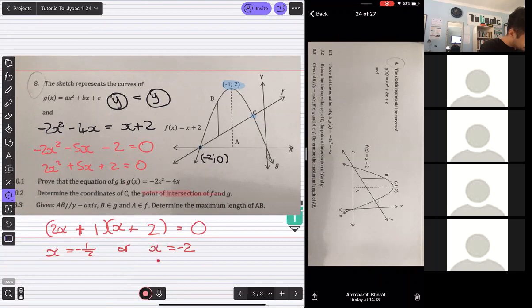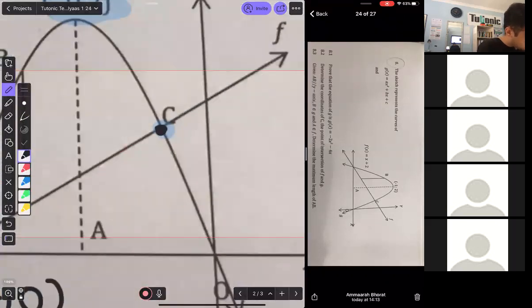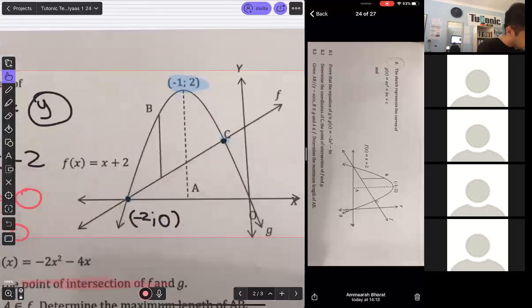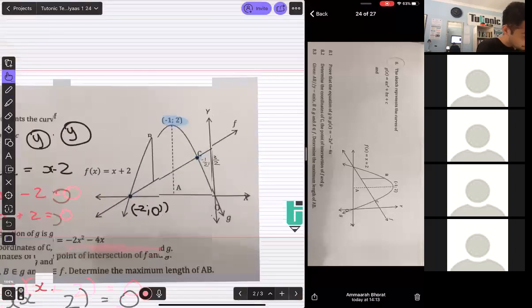Everybody okay with that? Yeah. And you guys see here that we've got minus 2 already. So therefore, this one is going to be minus a half. So we can sub it into the equation. It's going to be minus a half plus, because we said y equals x plus 2, right? So if it's minus a half and plus 2, it's going to be 3 over 2. That's the y value. Okay?